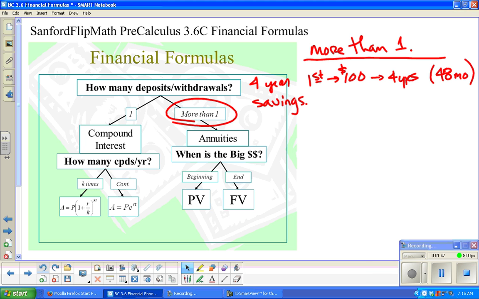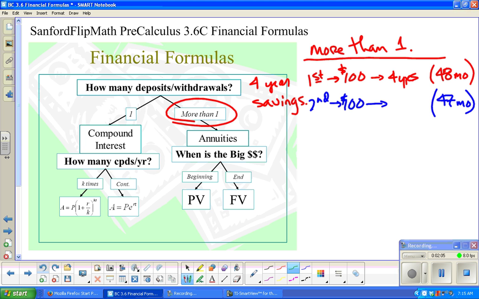Then we put in a second payment of $100 on the second month. It's not going to sit there for 4 years. It's going to sit there for 47 months, and it only earns interest for 47 months. That would be like doing a separate problem with our compound interest formula.